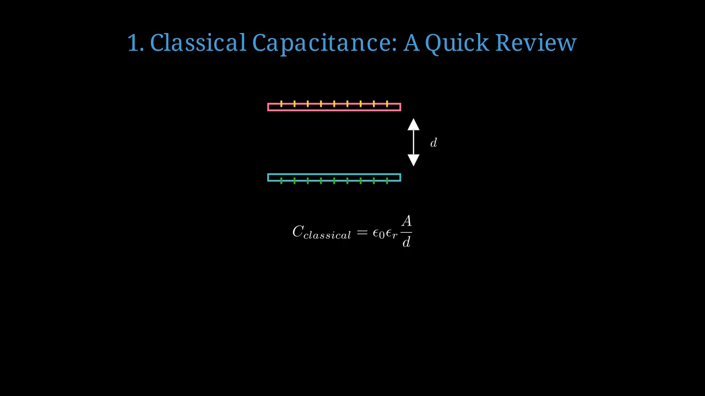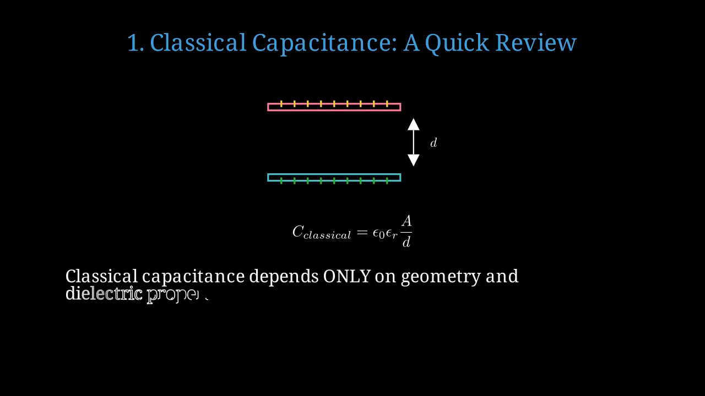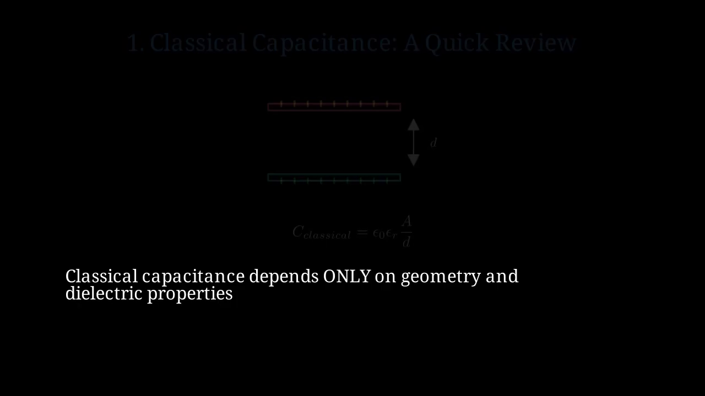This is purely geometric. Notice something crucial. Classical capacitance depends only on the geometry of the plates and the dielectric material between them. It does not care about electronic properties. And charge stored equals capacitance times voltage. This fundamental relation still holds in quantum systems.